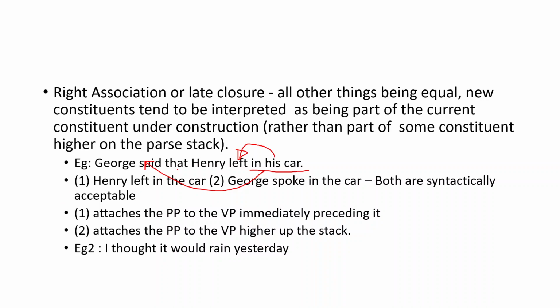So what humans generally do, or what the right association principle says, is that you attach a particular constituent to the one which is closer to it. So this is the interpretation which we generally choose. Here we have two interpretations, and we choose the one with right association. That is how humans interpret sentences.